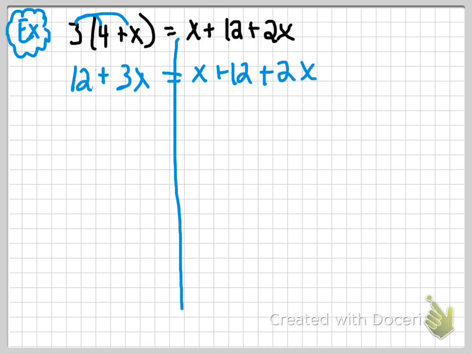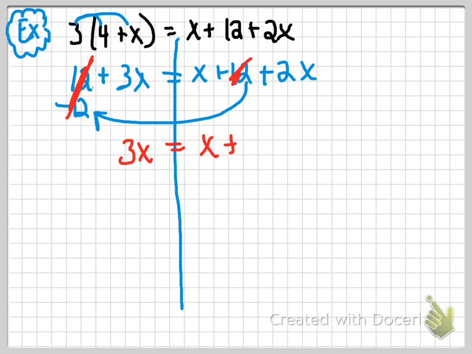I'm going to get some stuff together here. How about we flip one of these 12s over? So maybe flip this 12 over to make it a minus 12. And if I flip the 12s over, the 12s are going to cancel out. 12 minus 12 is 0. So we're left with 3x equals x plus 2x. And x plus 2x together is 3x. So I end up getting 3x equals 3x.